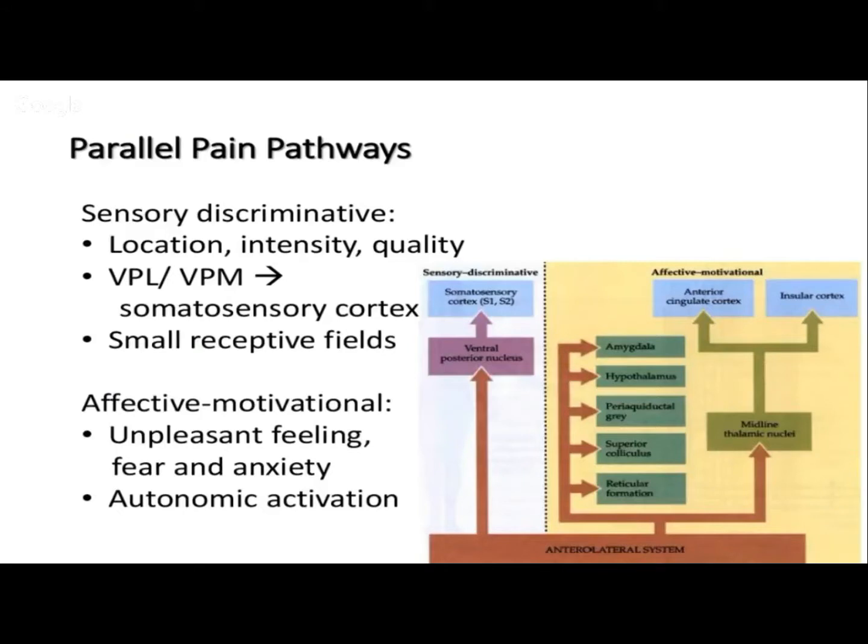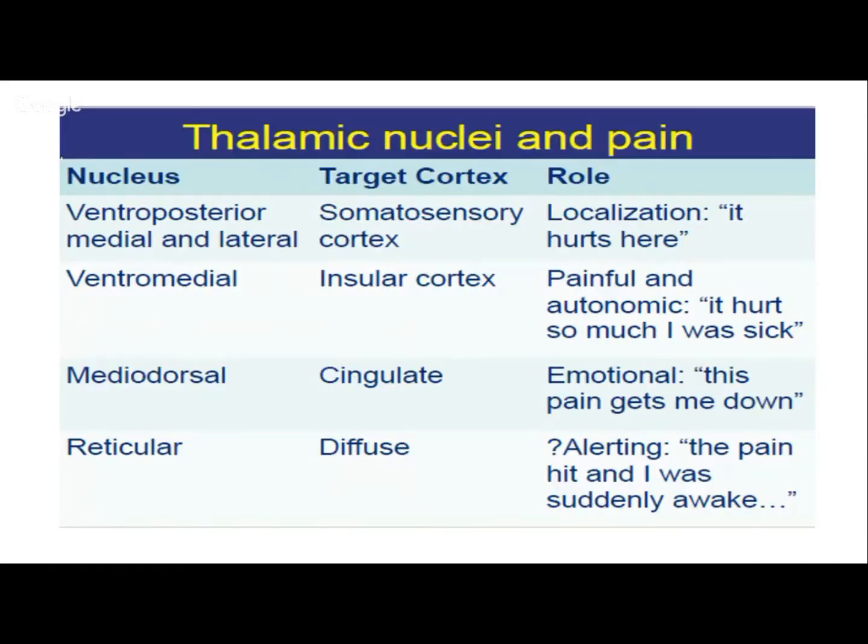So each of these has the affective motivational component, which can go through the reticular formation, superior colliculus at the level of the midbrain, periaqueductal gray region, which does have the opioid receptors, the hypothalamus, and the amygdala. And then there are some midline thalamic nuclei. So not all of them need to necessarily go through to the somatosensory cortex. Some of this goes to the insular cortex and the anterior cingulate cortex.